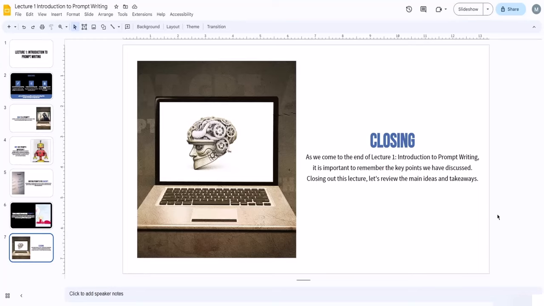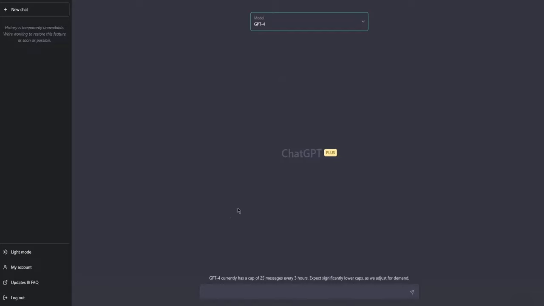Introduction to prompt writing. It's important to remember that in order to get good responses, you need to give ChatGPT good prompts. This is basically what you have to remember the most out of this lesson. You need to give ChatGPT good prompts. Also remember what prompts are, and if you can, also remember the types of prompts. But if you don't, we will talk about them in the following lessons. So it's okay. And pretty much that's it with the introduction to prompt writing.